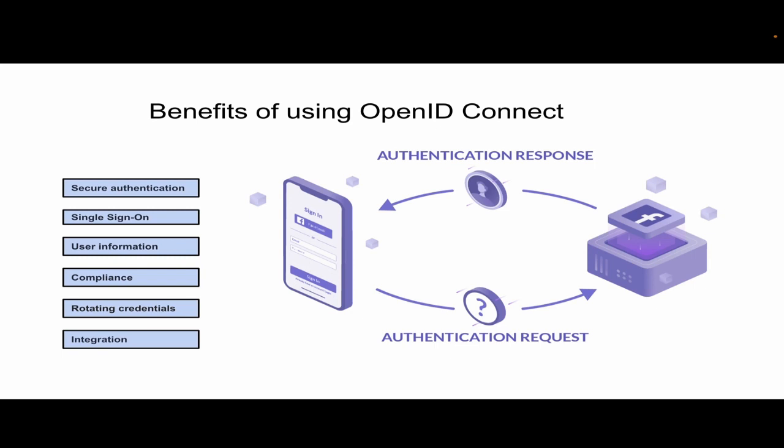The fourth one is compliance. OIDC meets several industry standards and regulatory requirements for user authentication, such as PCI DSS and SOC 2. Then there are rotating credentials. With OIDC, you can achieve a short-lived access token that is only valid for a single job or a single workflow and then automatically expires. OIDC is built on top of the OAuth 2.0 framework, which is widely supported by many identity providers and applications, so it makes it easy to integrate with existing systems.